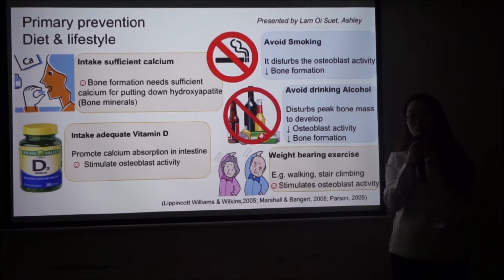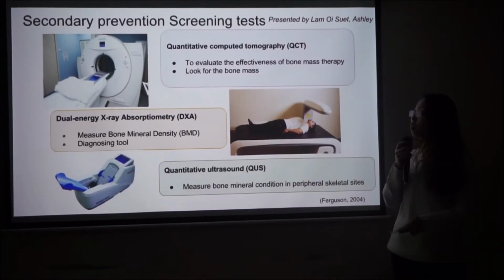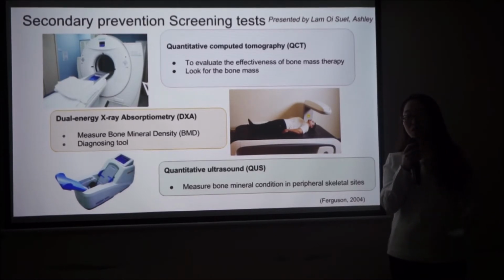For secondary prevention, there are three scan tests to check your bone condition, including QCT, DXA, and QUS. QCT evaluates bone mass and looks for the bone mass. The purpose of DXA is measuring bone mineral density. This test is vital to predicting bone density and fracture rates in the future. QUS is used to measure bone mineral condition in very few subclinical sites.